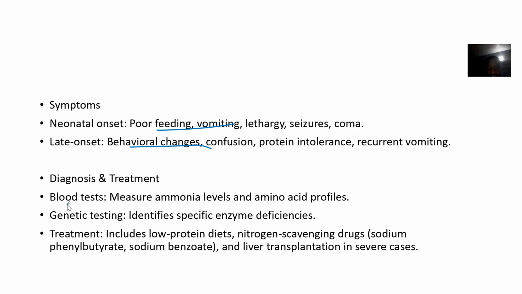Diagnosis is a blood test because you want to assess the levels of ammonia in such a patient. Genetic testing, because you want to identify the specific genes that have the problem. Treatment is low protein diets, because you are lacking the enzymes that will break down proteins appropriately, nitrogen scavenging drugs, and liver transplantation in severe cases.